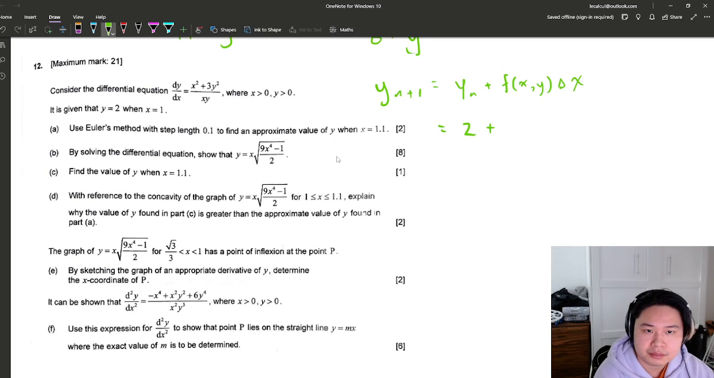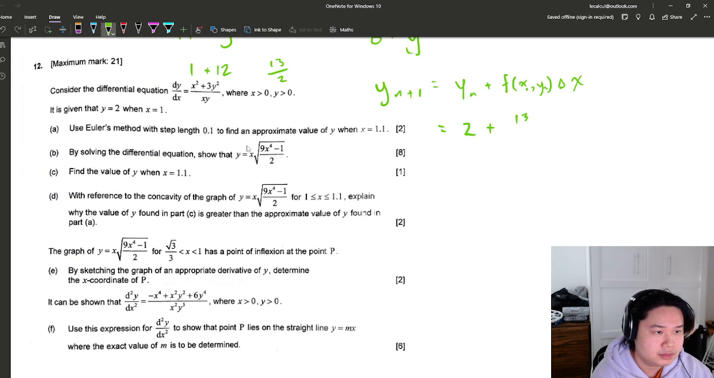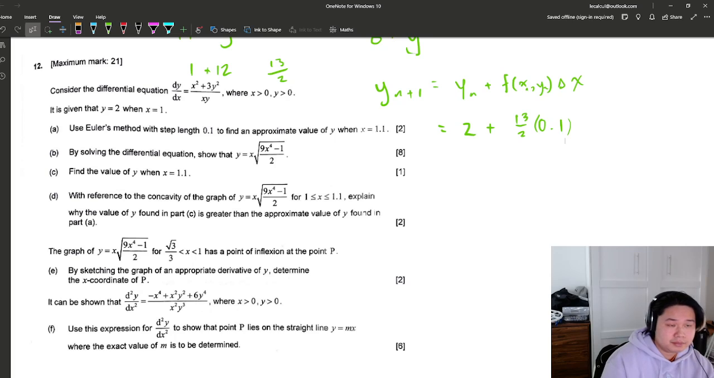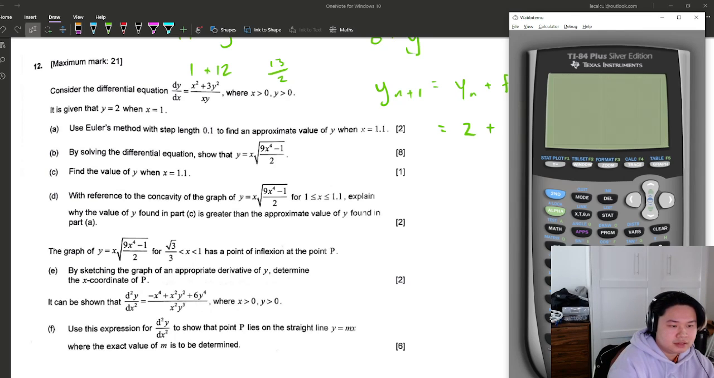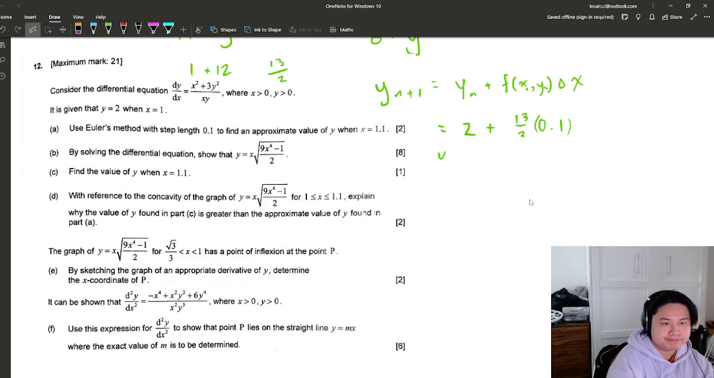2 plus, and then we need to plug in 2 and 1 into here. So I get 1 plus 2 squared, 1 plus 4 which is 5, over 1 times 2, which is 5 over 2. Okay, and then the step length is 0.1. Okay. What do I get? That wasn't that bad. Okay, 2.65.